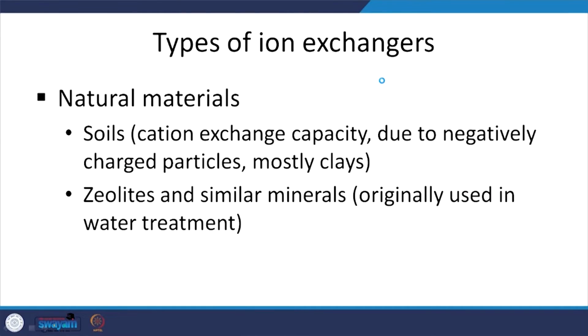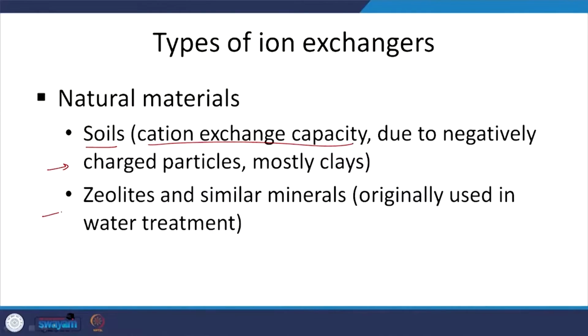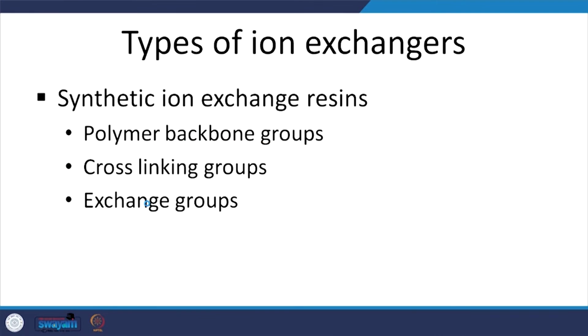So, types of ion exchangers: we have natural materials like soils, which typically have cation exchange capacity. Why is this? Due to the typical negative charge on the clays, let us say, that is one aspect to keep in mind. And zeolites were originally used in water treatment, and even now a lot of research goes into zeolites. These are the natural materials. And quite a few people have moved on to applications of synthetic resins. So, we have synthetic ion exchange resins.